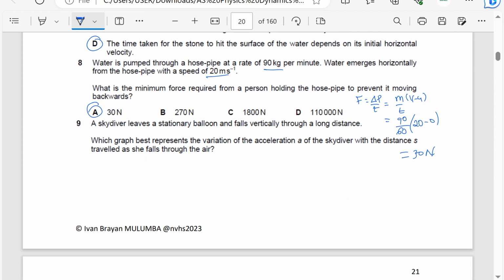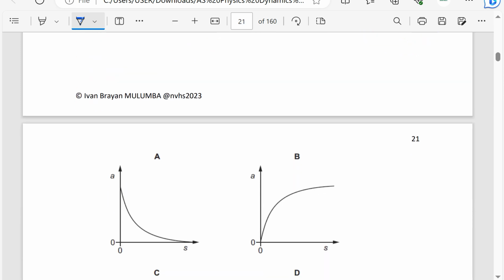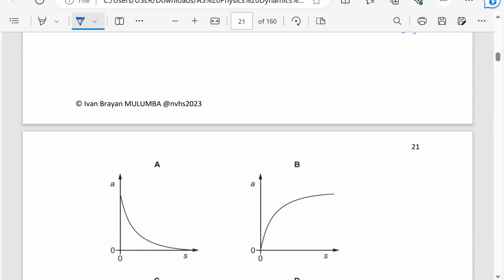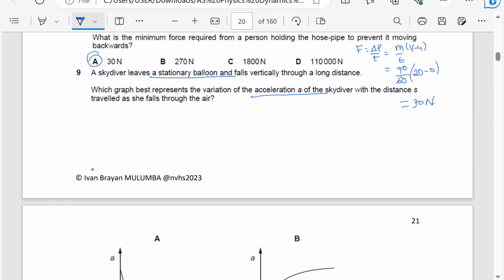A skydiver leaves a stationary balloon and falls vertically through a long distance. Which graph best represents the variation of the acceleration a of the skydiver with distance s travelled as she falls through air? So she's falling through air. That means they must reach a point where the acceleration will become 0. So all these are graphs of acceleration against displacement, and the acceleration must go to 0 because she's falling through air.